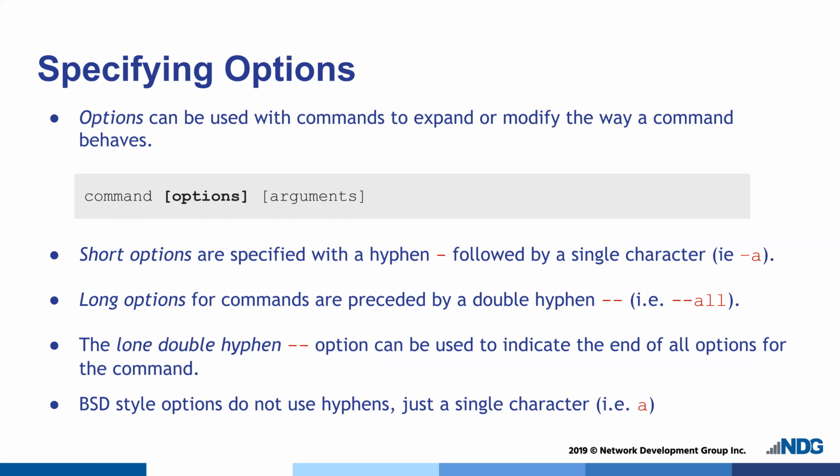Options. Options are often used to expand the commands and modify the way a command behaves. Short options are often specified with a hyphen or a dash, followed by a single character, for example, -a. Long options are preceded by a double hyphen, --all, or --anything. The lone double hyphen, --, can be used to indicate the end of all options for the command. BSD style options do not use hyphens and instead just use a single character, such as a.